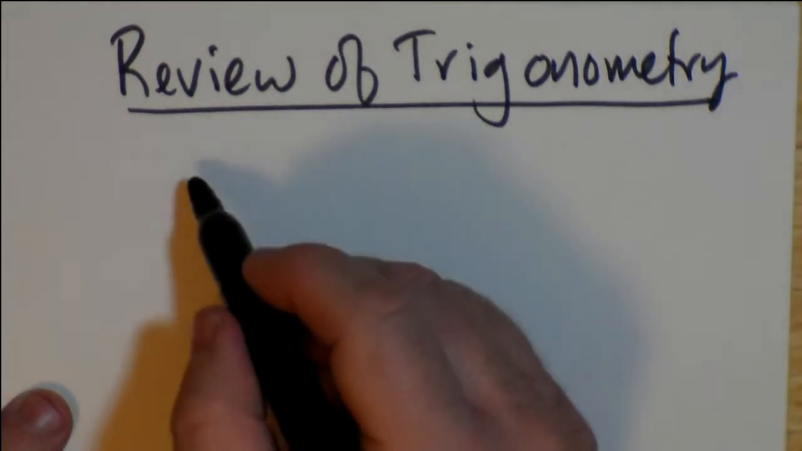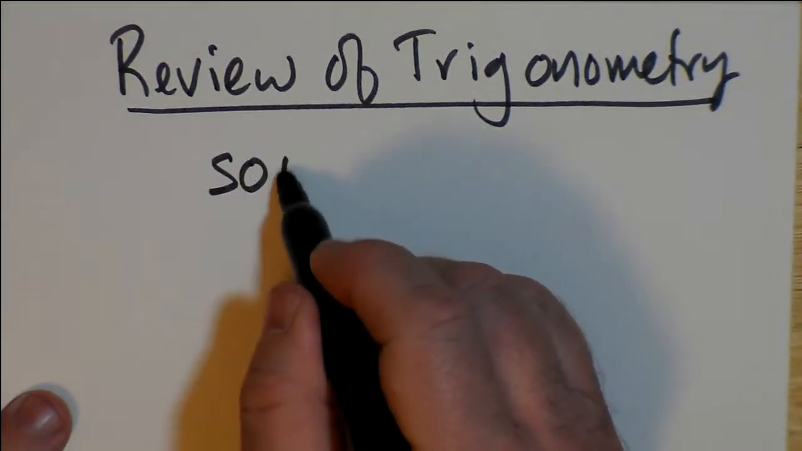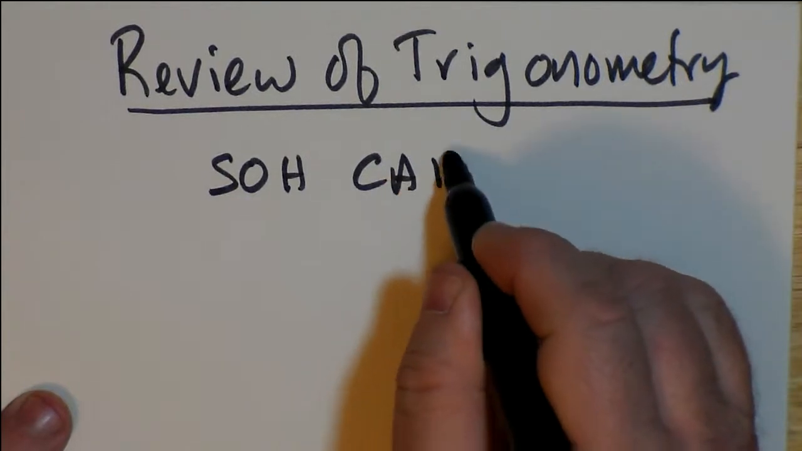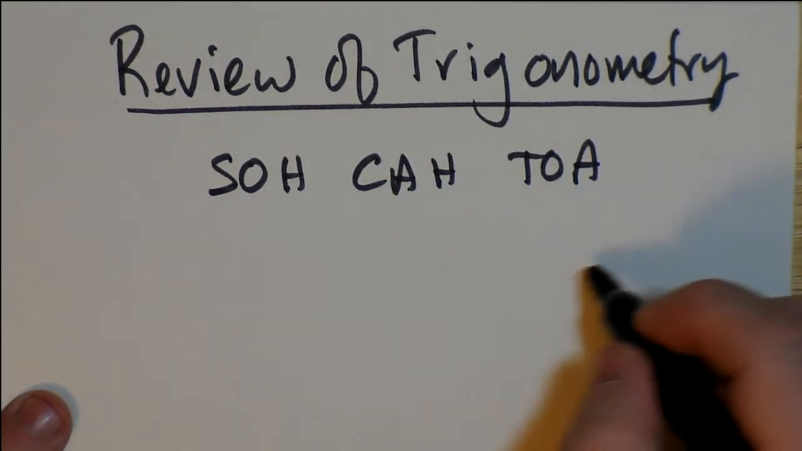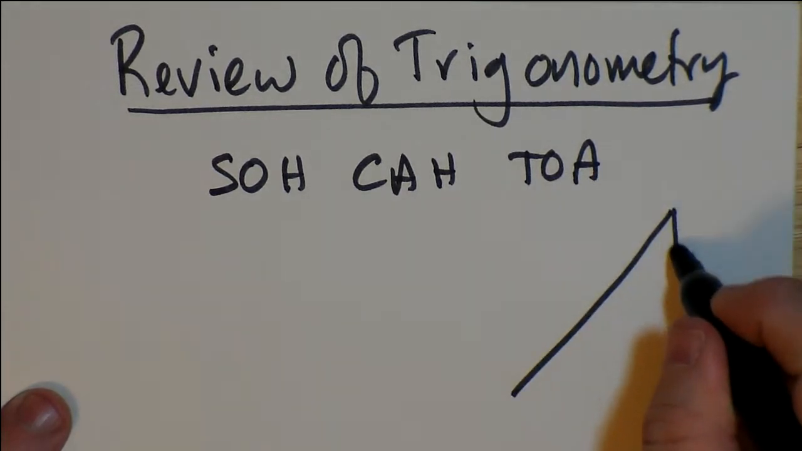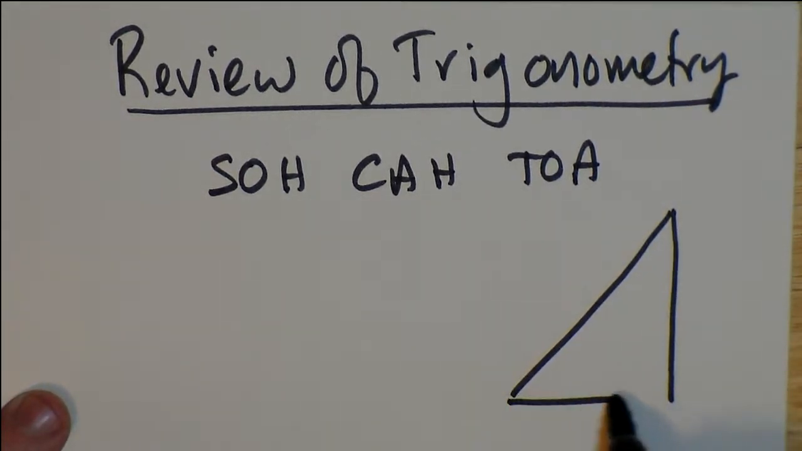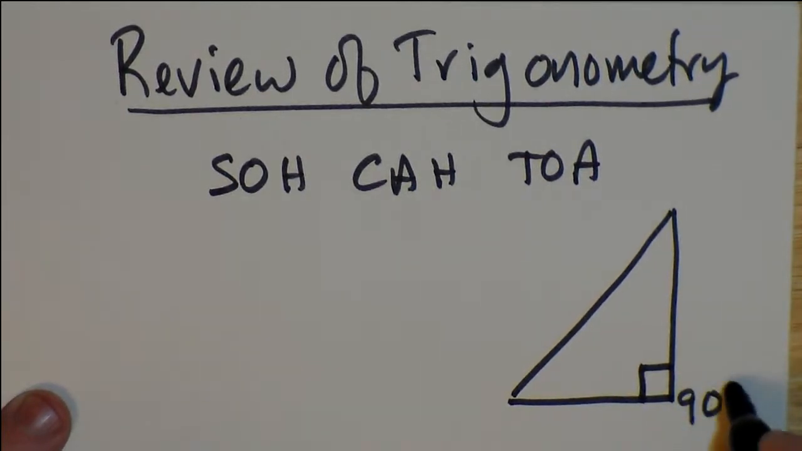And welcome to the review on trigonometry. One acronym you probably ought to remember is the famous SOHCAHTOA. Sine equals opposite over hypotenuse, cosine equals adjacent over hypotenuse, and tangent equals opposite over adjacent.